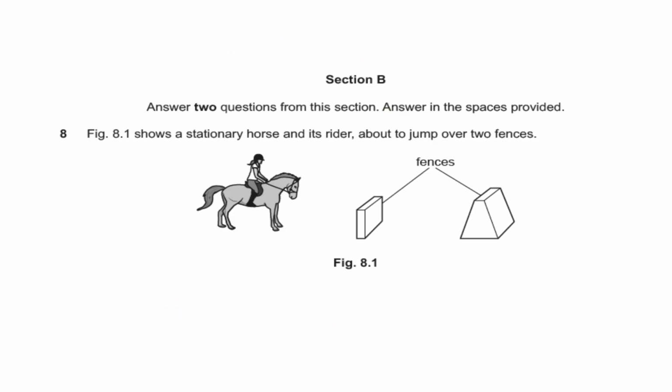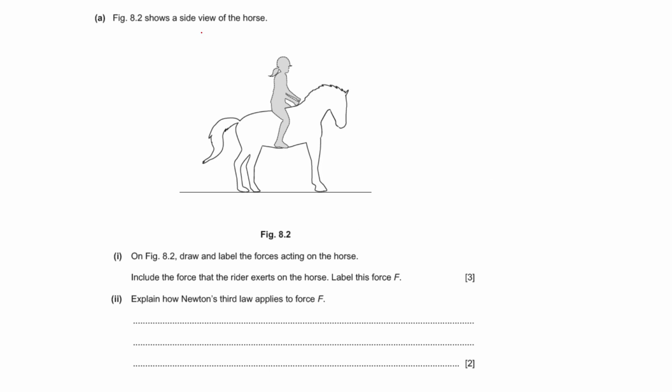So next, section number B. In this section, we have to answer two questions in the space provided. Question number 8 says, figure 8.1 shows a stationary horse and its rider about to jump over two fences. Figure 8.2 shows a side view of the horse. On figure 8.2, draw and label forces acting on the horse. Include the force that the rider exerts on the horse. Label this force as F.